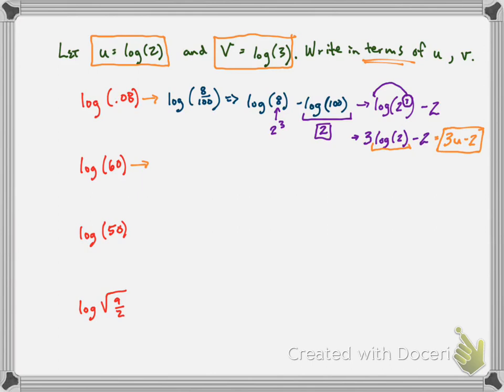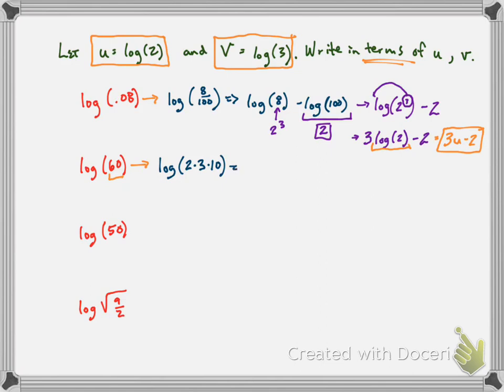Okay, so the log of 60. Well, we're going to have to get creative here. The question is, how can I get 60 out of 2's and 3's, powers of 2, powers of 3, and potentially powers of 10? And we can use powers of 10 because we know logarithms base 10. So if you think about this, we could express this as the log of, instead of 60, I could write it as 2 times 3 times 10. 2 times 3 is 6, 6 times 10 is 60.